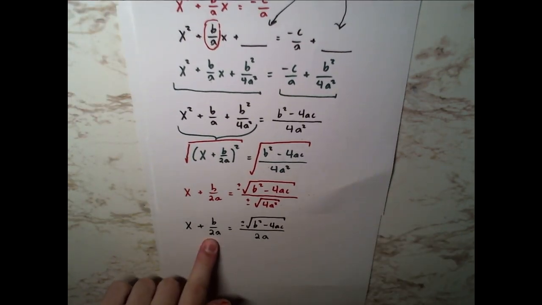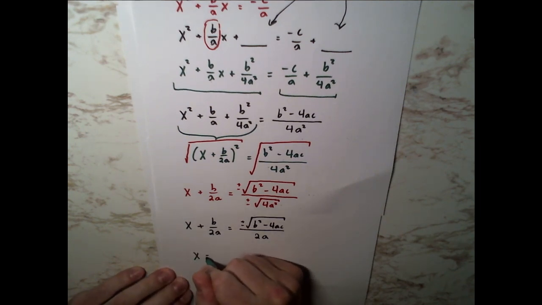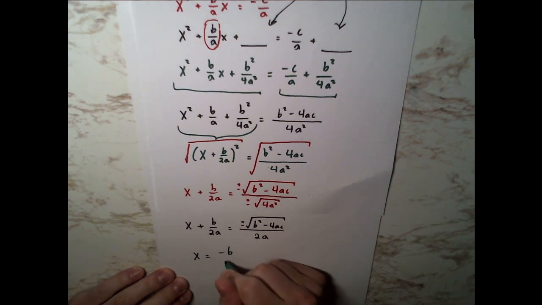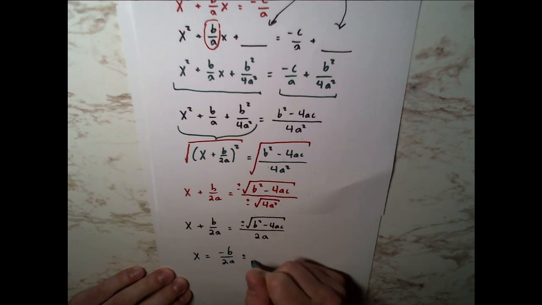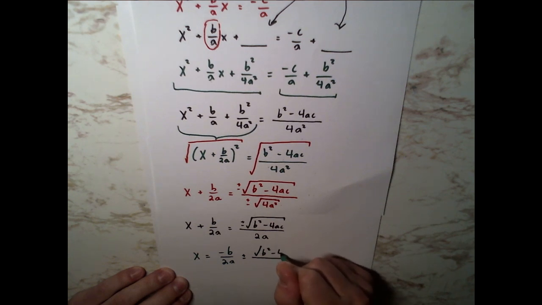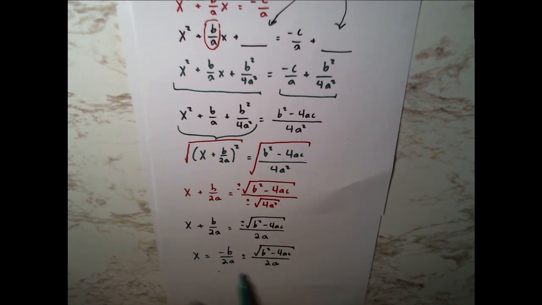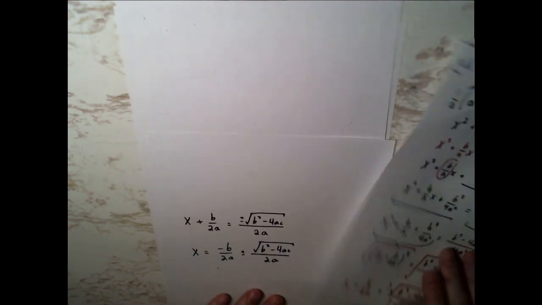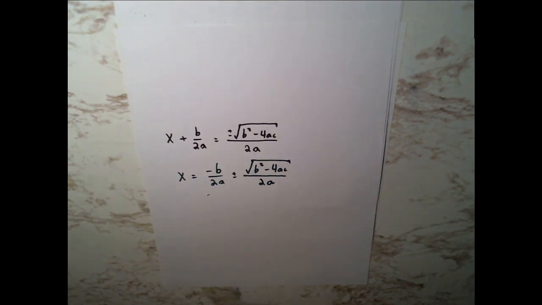I'm going to subtract this b over 2a from both sides. So we have x equals negative b over 2a, and then this is plus or minus the square root of b squared minus 4ac divided by 2a. So since these denominators are the same, we can actually combine these denominators. So I'm going to do that next.